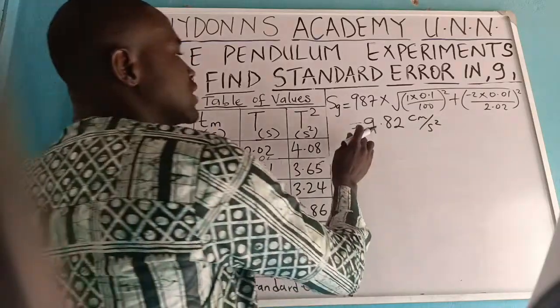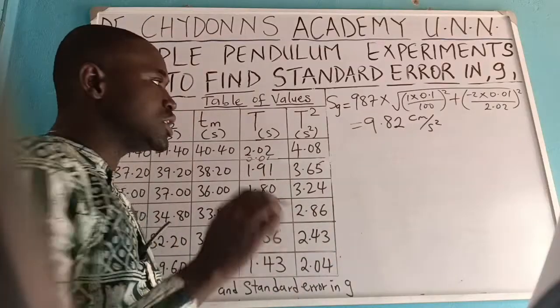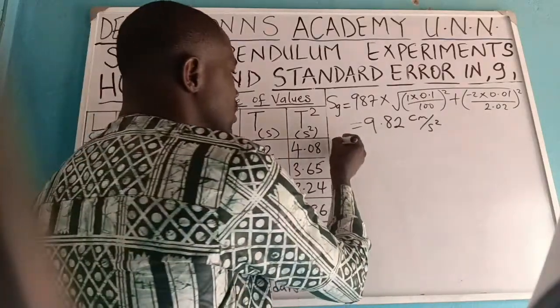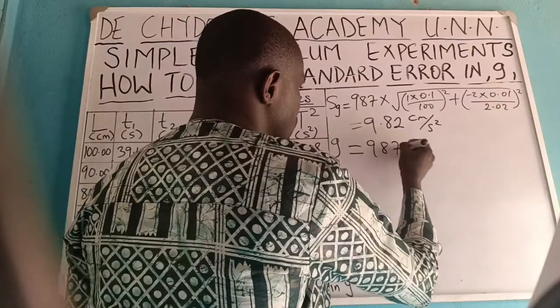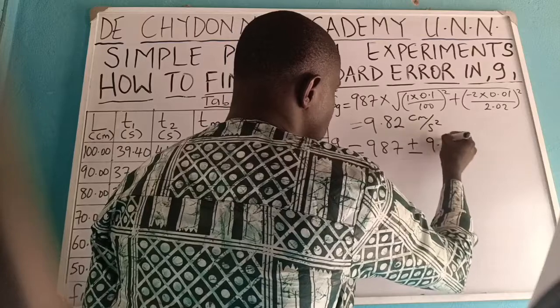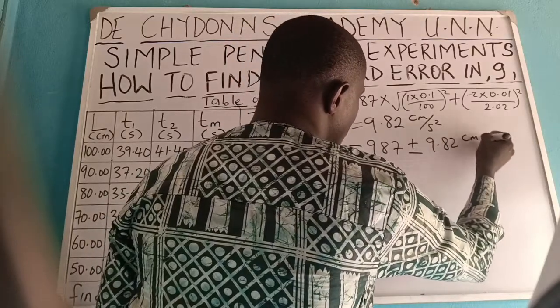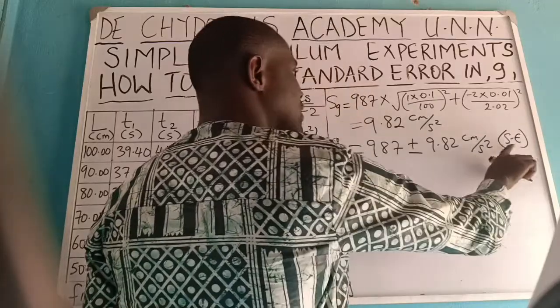Now, as you have gotten the standard error in finding your g, you must package your g this way. Say, my g is equal to 987 plus or minus 9.82 cm per second squared, SE. SE means standard error.